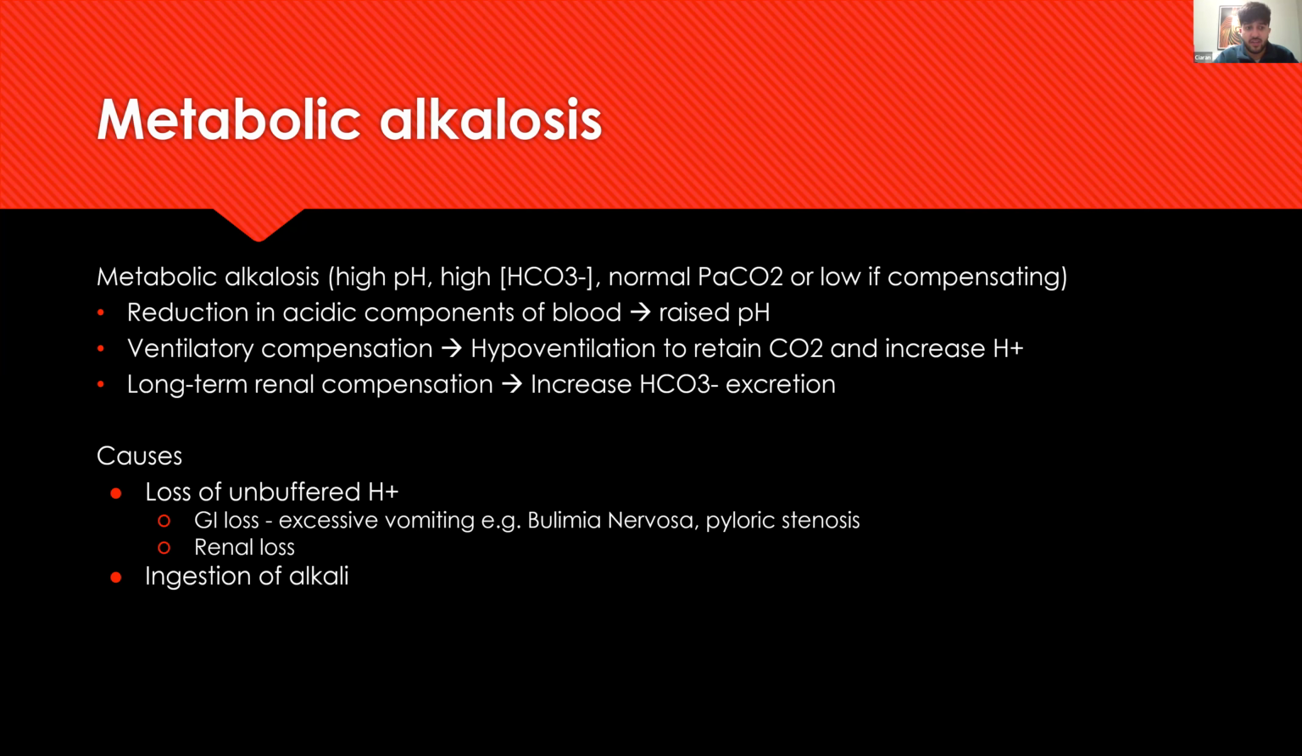And then eventually we'll get long-term compensation, where we'll increase the bicarbonate excretion to bring the pH back within the normal range. Almost always this is due to a loss of unbuffered protons, for example, through excessive vomiting. That could be, for example, due to bulimia nervosa or pyloric stenosis, particularly in infants, as well as renal losses. Or it could be due to the ingestion of alkali, for example, an antacid.